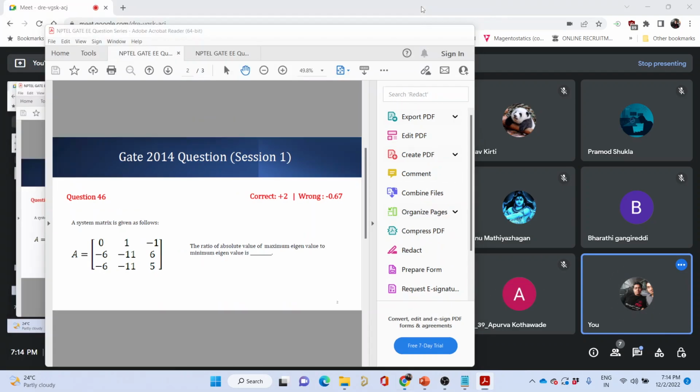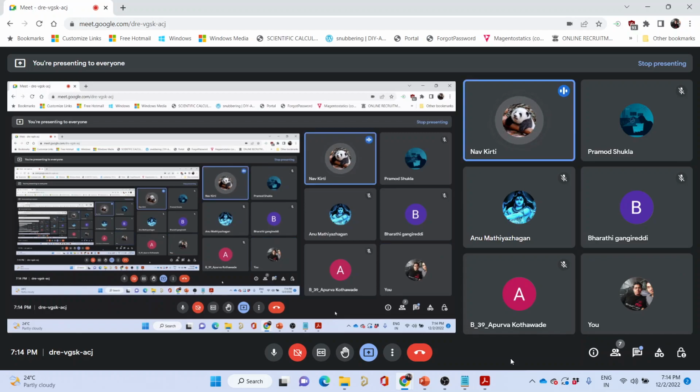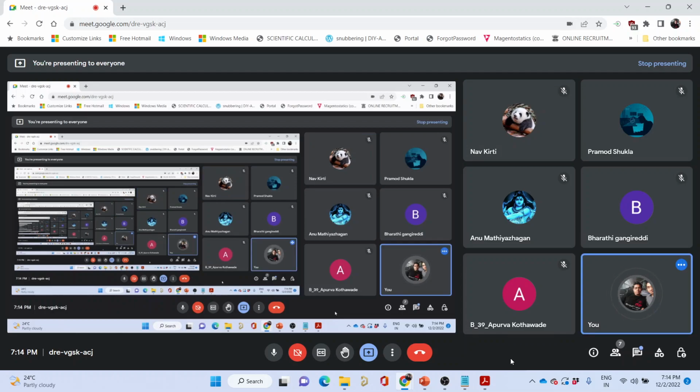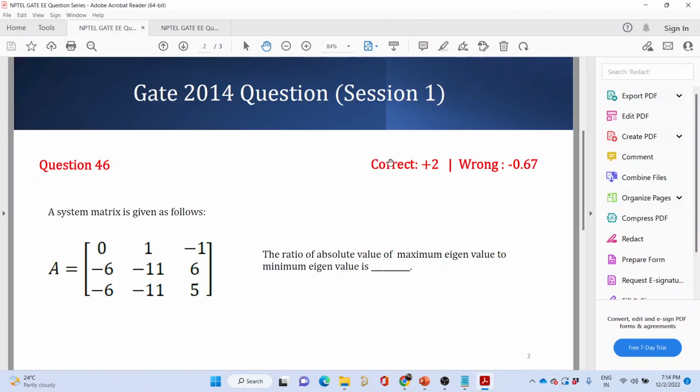So 5 minutes are up. How many of you have got the answers? Anybody with the answer yet? No, sir, I'm solving for that cubic equation to get the lambda value. Okay. Anybody else? Okay, then let me discuss the solution.